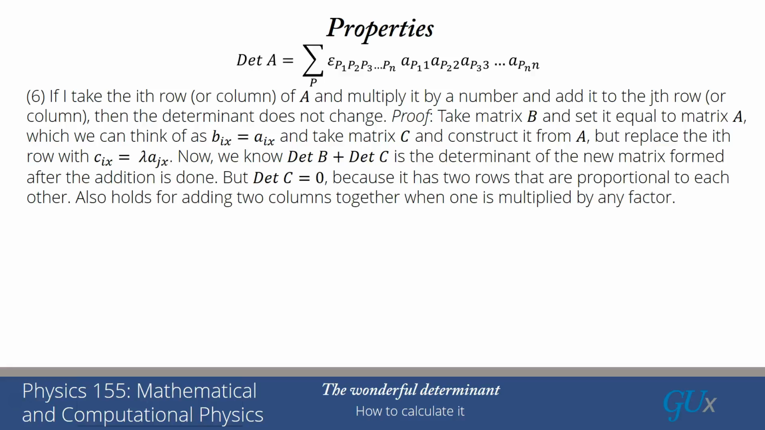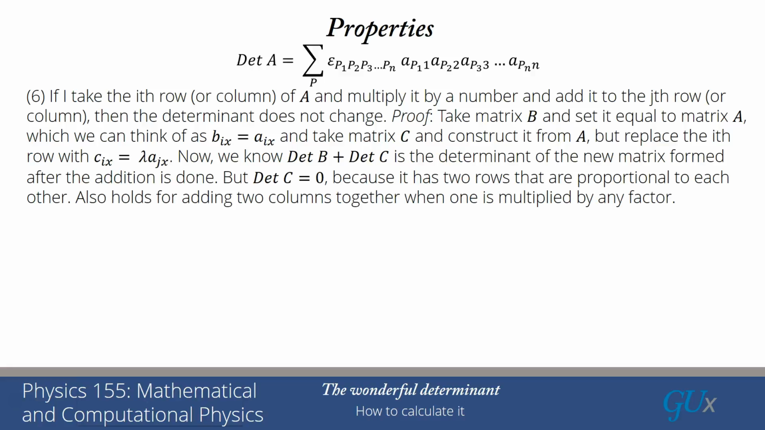Now, because we know the determinant of the sum of those two matrices is going to be the sum of the determinants of those two matrices, that's the property we just established, then after I do the addition on these two rows, I'm going to find that the determinant of that final matrix is just the determinant of B plus the determinant of C. But we know the determinant of C is equal to 0 because two of its rows are proportional.